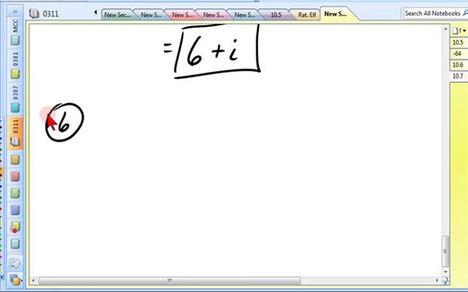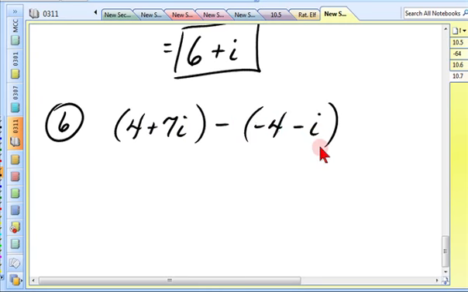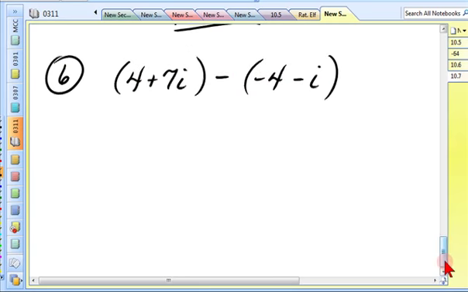All right, number 6. It says to subtract. I have 4 plus 7i, subtraction sign, negative 4 minus i. Well, what do you do with subtraction when you're dealing with polynomials? Yes, change the signs. I'm going to keep the signs on the first one, change it to addition, and change the signs in the second complex number. So you do just what you did with polynomials. You could think of it as distributing a negative 1.